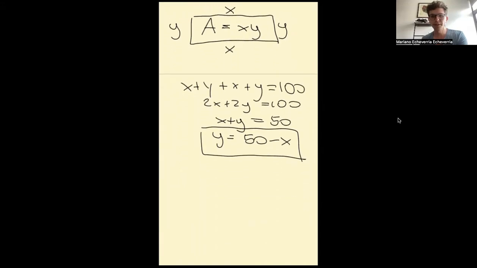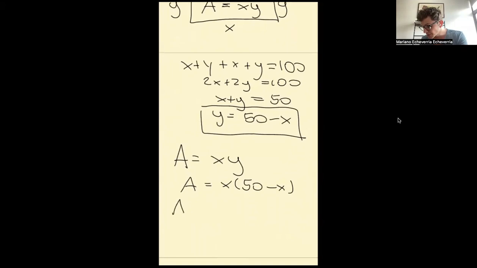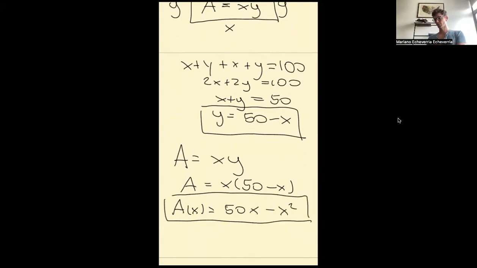And so what does that mean? That means that the area, which was in terms of x and y, you can actually think about just in terms of x, right? So the area is really just a function of x, which is 50x minus x squared. Is that making sense?